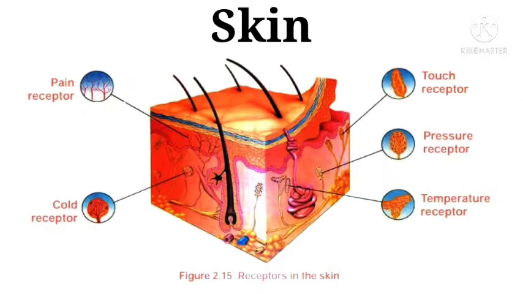Now we shall discuss the skin. Skin consists of numerous receptors, which include heat receptors, cold receptors, touch receptors, and pressure and pain receptors, which are felt by our skin. When these receptors are stimulated, impulses are generated and transmitted to the cerebrum for perception. Our fingertips contain more touch receptors.